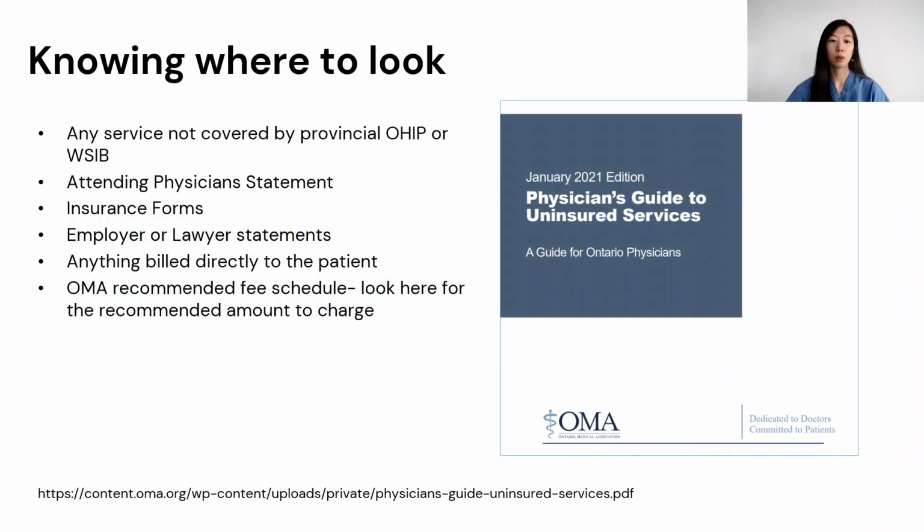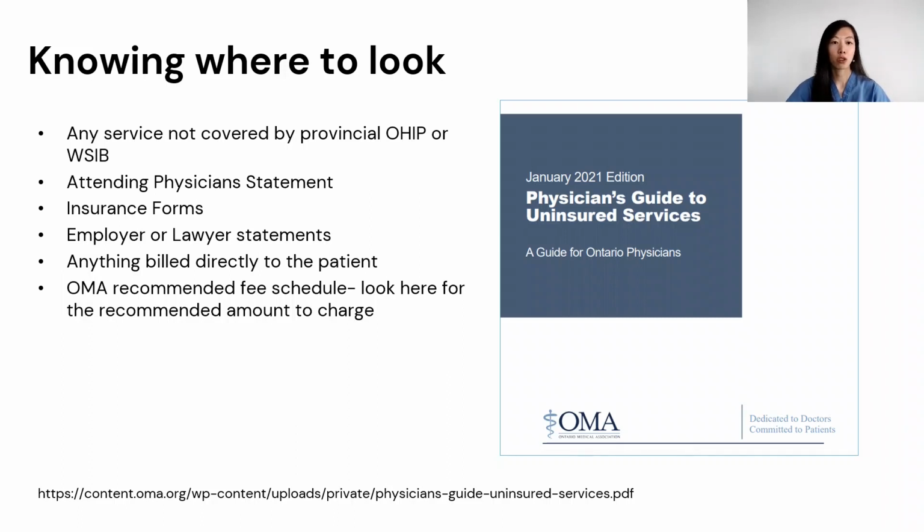So this is a pretty large topic on its own, and often we might encounter services that patients ask for that aren't actually covered by our provincial OHIP or WSIB. So instead of telling you to memorize a lot of things, I want you guys to know where to look for it. I've linked the resource down below. This is kind of like the guide to anything uninsured service, and it's published by the OMA.